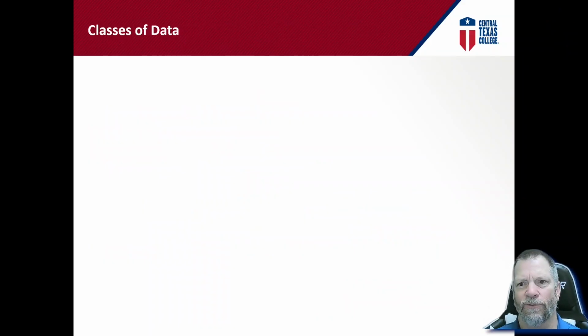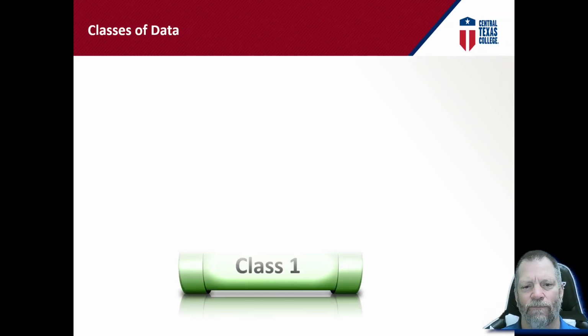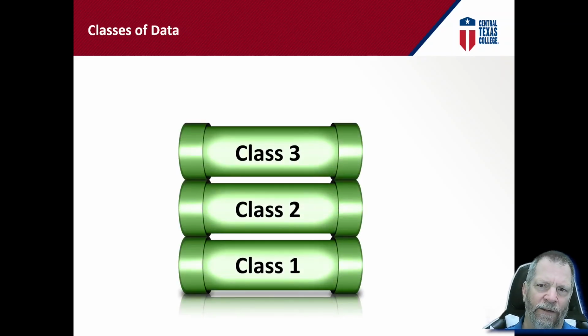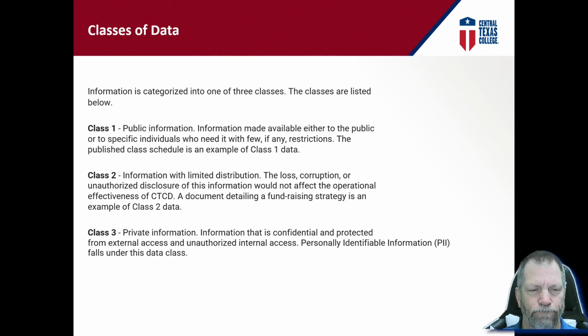So there are 3 different classes of data here at CTC. The information is categorized into one of these 3 classes, and they are as follows. Class 1 is public information. It's information made available either to the public or to specific individuals who need it with few, if any, restrictions. The published class schedule is an example of Class 1 data, or a syllabus.